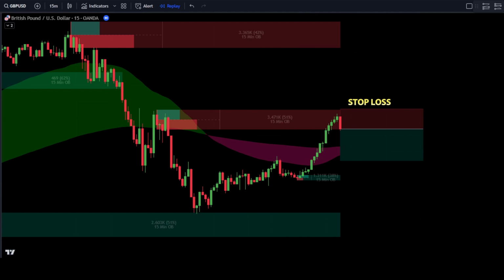Place the stop loss above the bearish volumetric order block area. Use a risk and reward ratio of 1 to 1.5 for the take profit target.